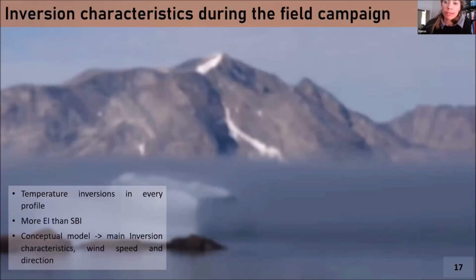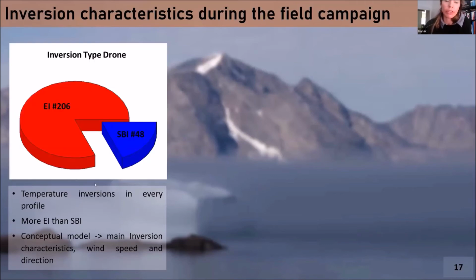So let's look at some results. We observed temperature inversions in all our profiles, and we observed more elevated inversions than surface-based inversions. So let's look at this one here: 206 elevated inversions and just 48 surface-based inversions. Based on our observations, we developed a conceptual model with the main inversion characteristics. You can see it here.